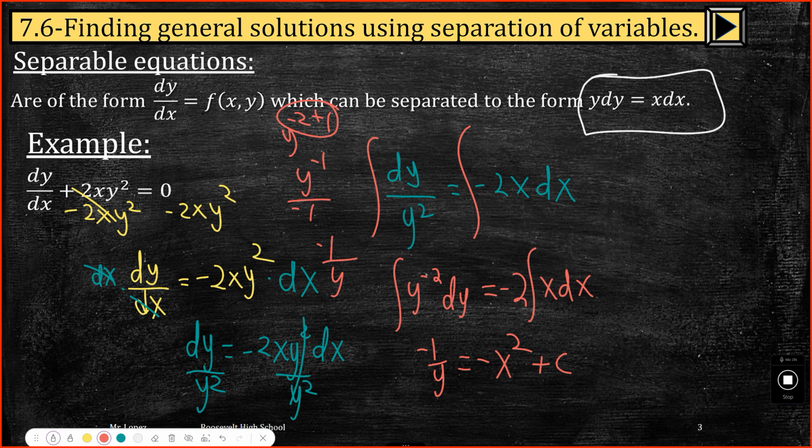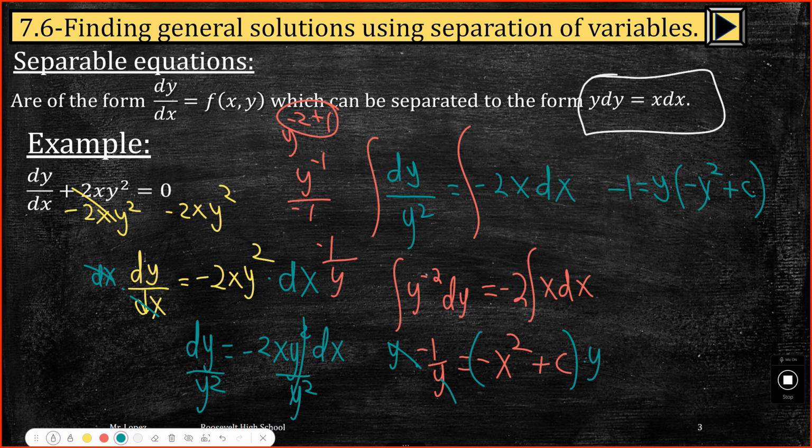So we gotta get the y by itself. How do I get the y by itself? Look, this is algebra. What I'm gonna do is multiply both of these sides by y. So then I can have the y be on top, not at the bottom. All right, so they're gonna cancel out. So then I have negative 1 equals y times negative x squared plus c.